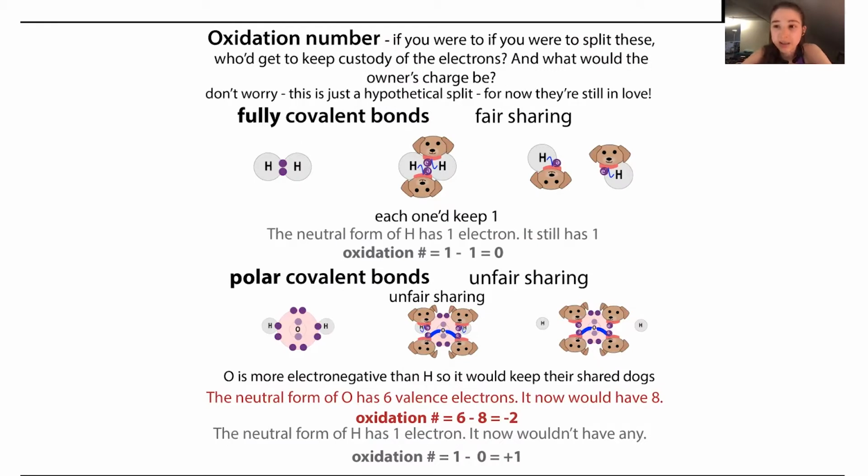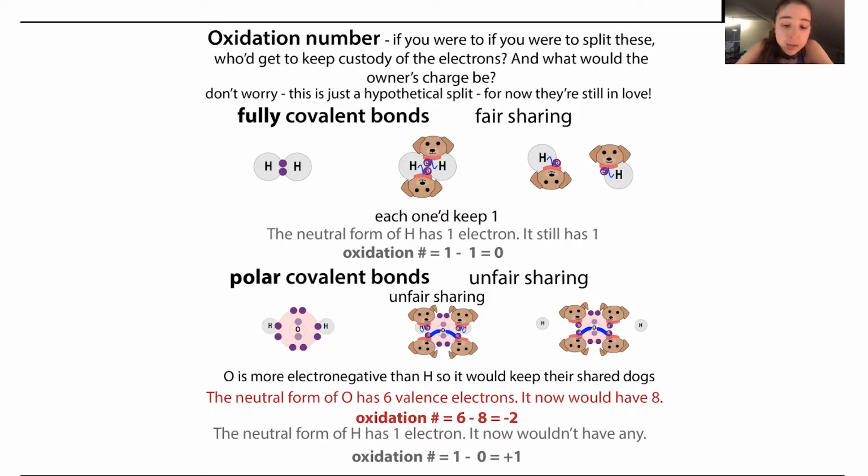So we can calculate something called an oxidation number, which basically says: if you were to split these up, who would the electrons go with, and what would the charge be on the molecule? That takes into account how many protons they have and how many electrons they would get in this theoretical breakup. The important thing to know is that if you theoretically split these up and get to keep more electrons, you're more reduced, and if you lose them, you're more oxidized. That's what we're talking about by oxidation.